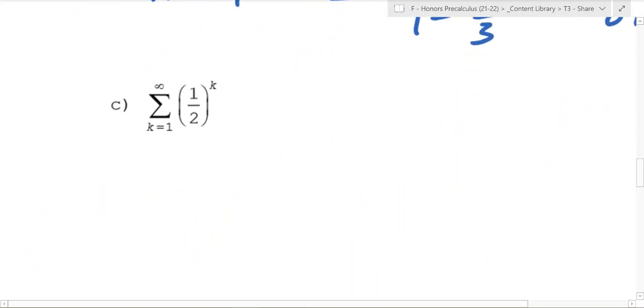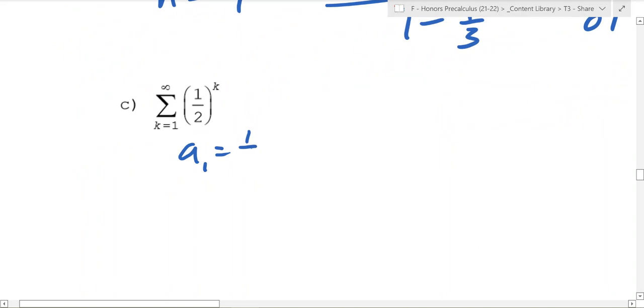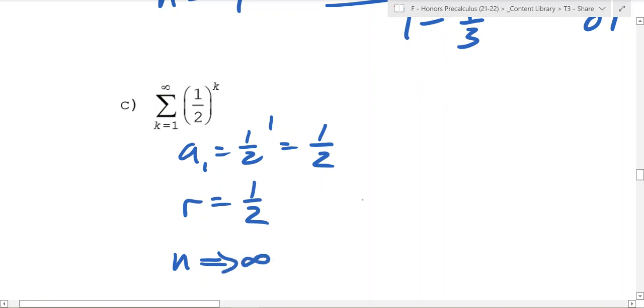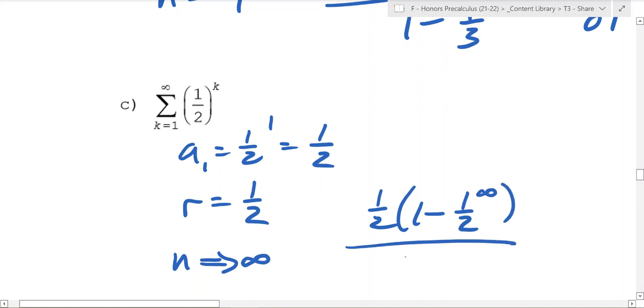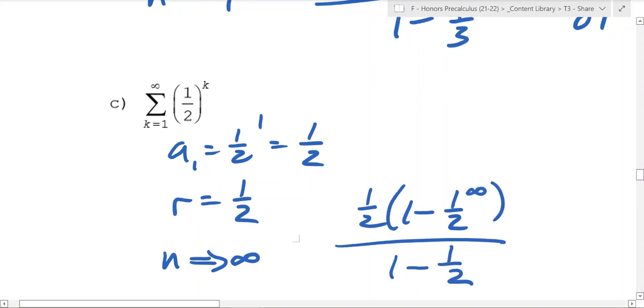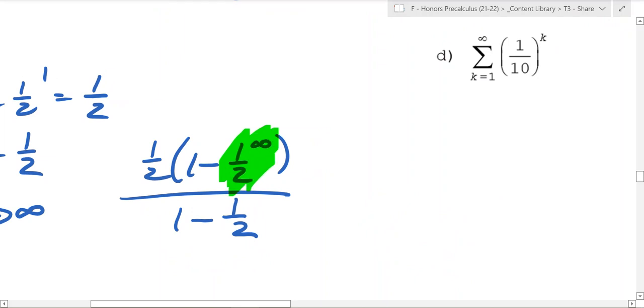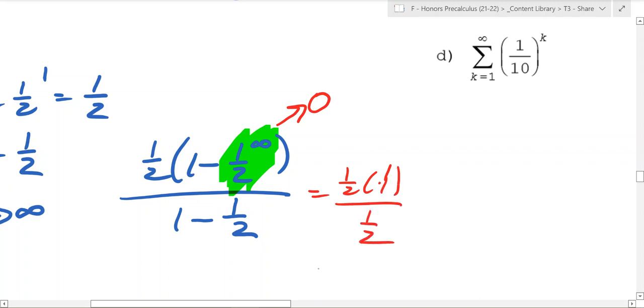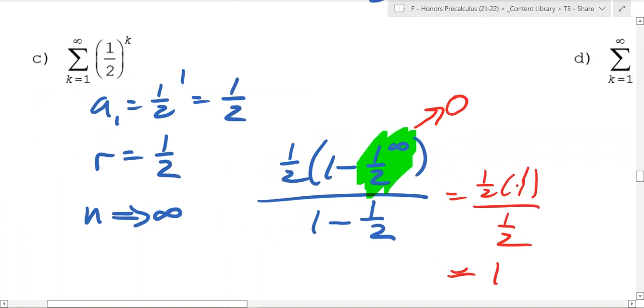Let's do another one that's infinite, but it converges. The first term here is 1/2 to the first, which is 1/2. The ratio is 1/2, and the n term is going to infinity. So the first term again is 1/2, times 1 minus 1/2 to the infinity power over 1 minus the ratio, which is this. Here's the thing. This 1/2 to the infinity power goes to 0. So this turns into 1/2 times 1, over 1/2. So this is actually just equal to 1. When you list it out, this is 1/2 plus a 4th plus an 8th plus a 16th, etc. This equals 1.